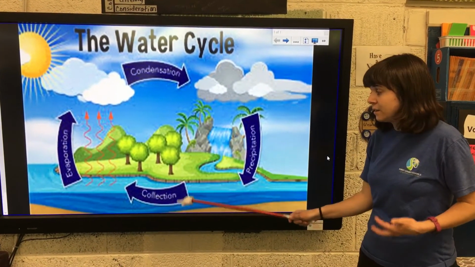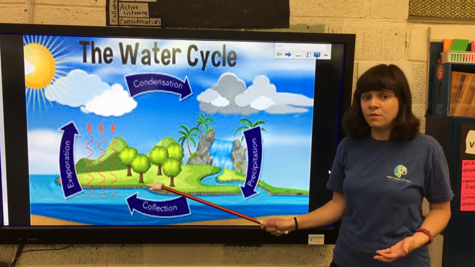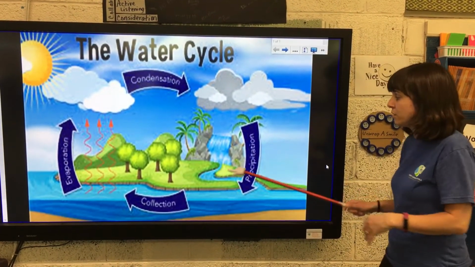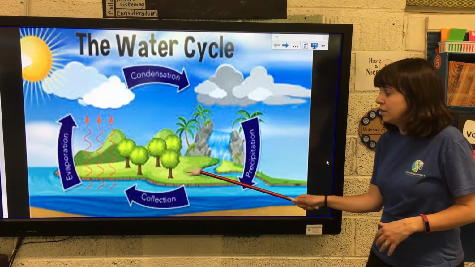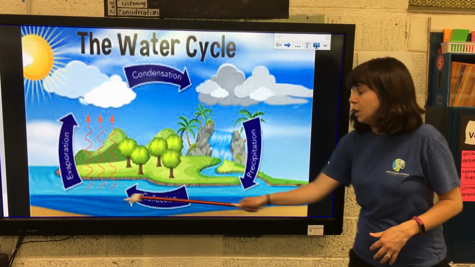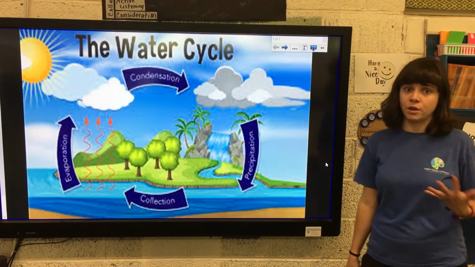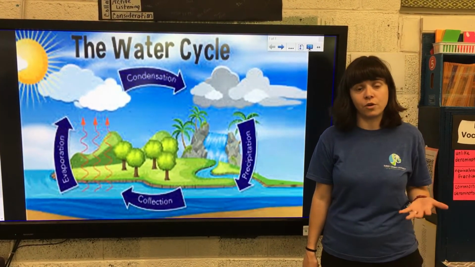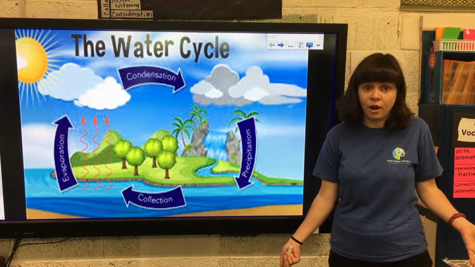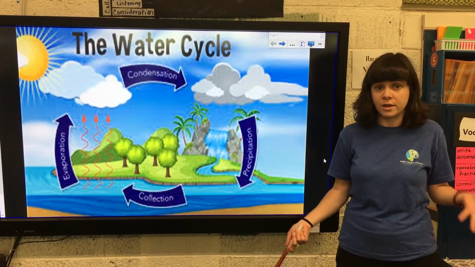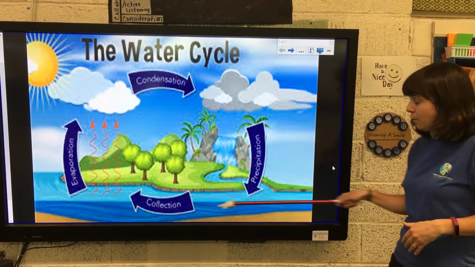So the water that's collected is groundwater, but some of that water does not seep into the earth. Some of that water is going to run back over the land, and it's going to go back to a body of water, like an ocean or a lake or a river or a stream, and we just call that runoff, because it's exactly what the water is doing. It's running over the land and going back.